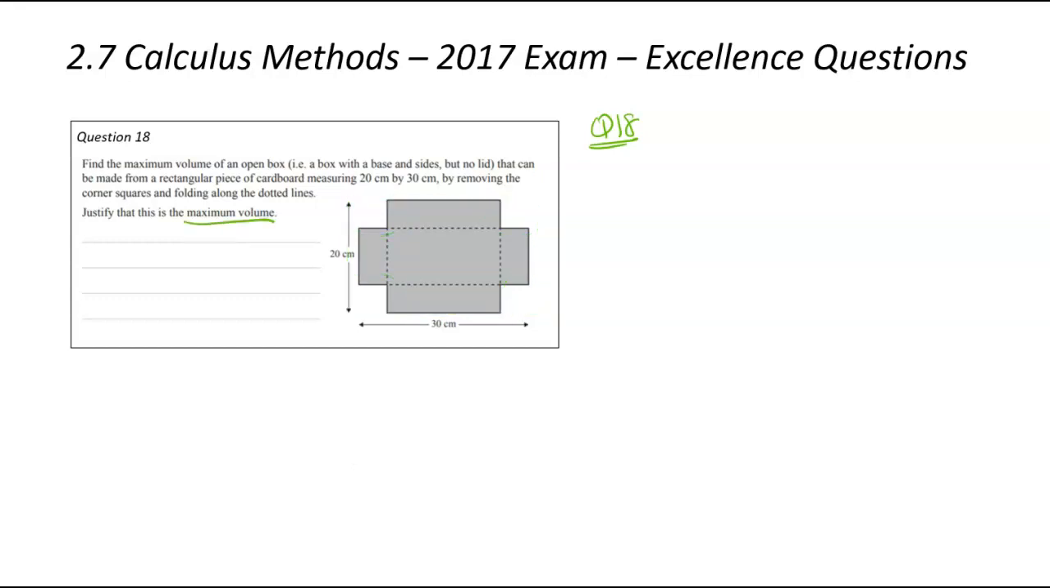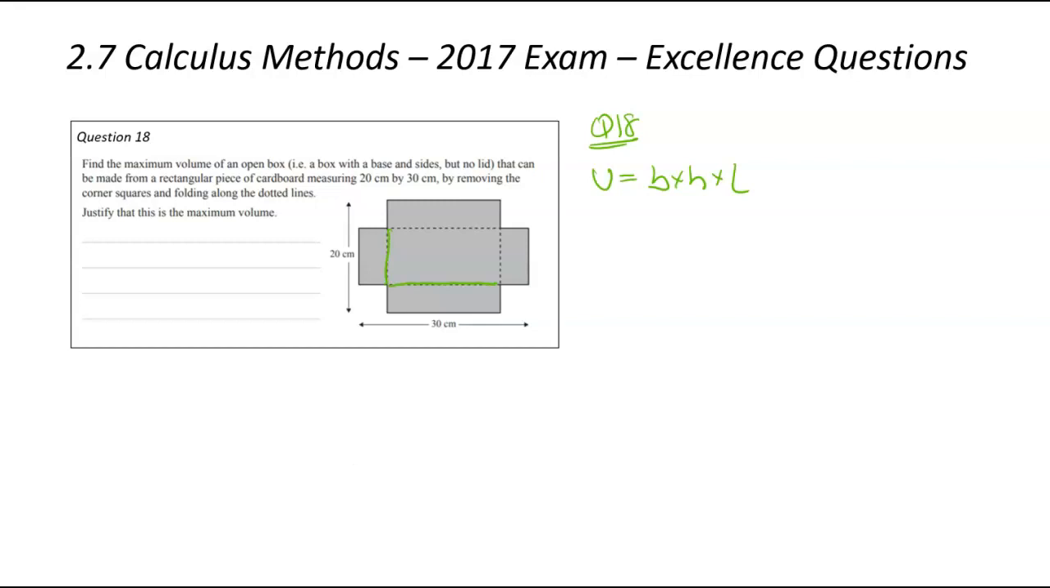We've also been asked to justify that it's the maximum volume. The first thing we need to think of is, well, what do we mean about volume? Volume is equal to base times height times length. And the other issue is we don't really know the base, because the base will be this dimension here, and the height, the length, would be that dimension there.